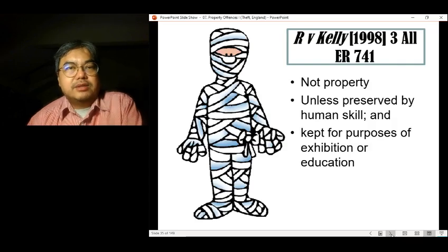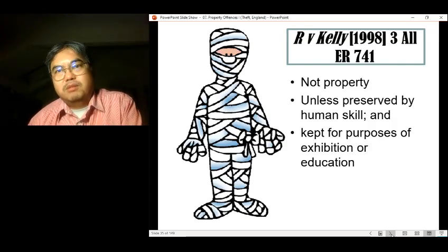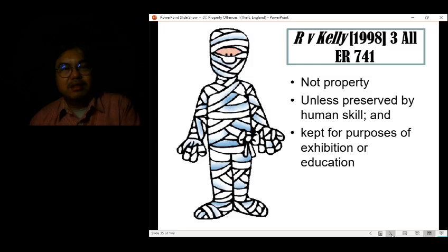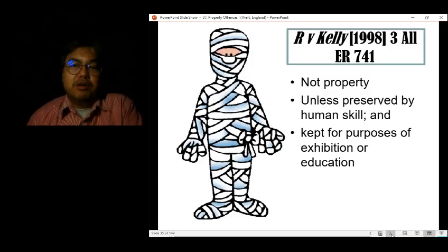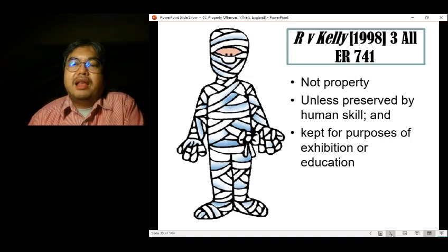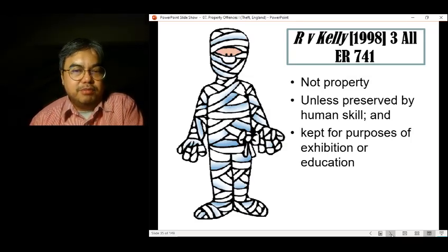So you can go to a morgue, you can go to the cemetery and take the body. It will probably be some other offense, desecrating a grave and things like that, but it will not be considered to be theft. It will not be considered to be theft unless that body has been preserved by human skill and kept either for exhibition purposes or for educational purposes.